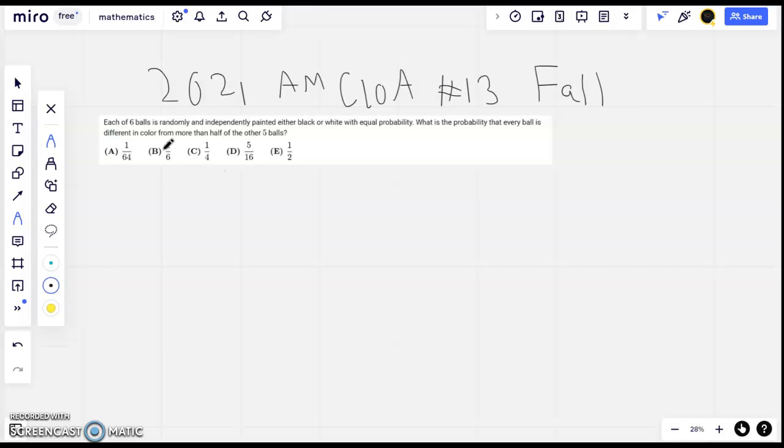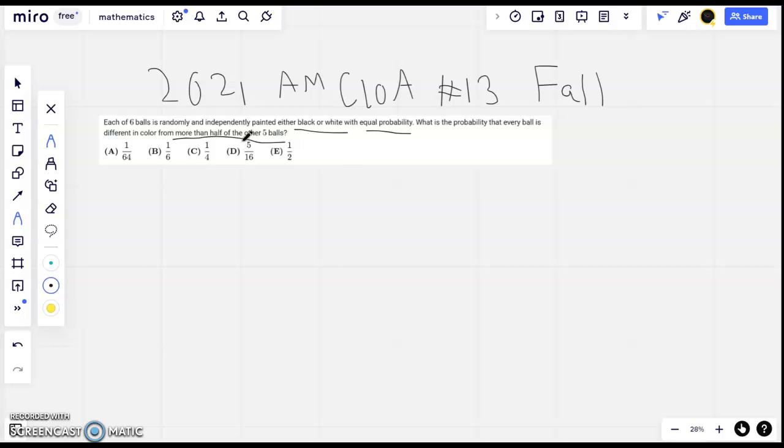So, this is the solution to the 2021 Fall AMC10A Problem 13. It says each of 6 balls is randomly and independently painted either black or white with equal probability. What is the probability that every ball is different in color from more than half of the other 5 balls?